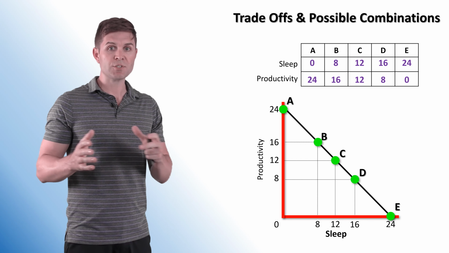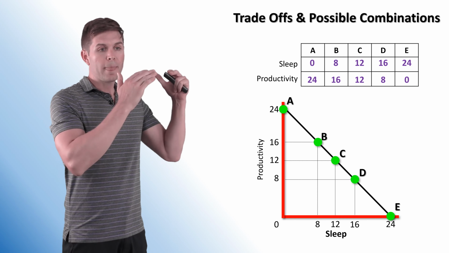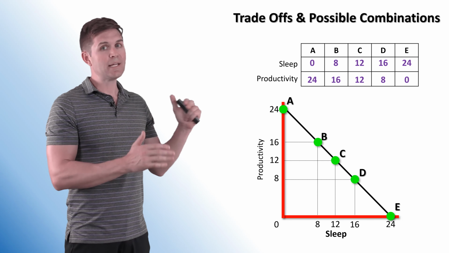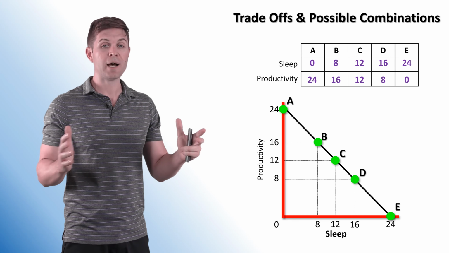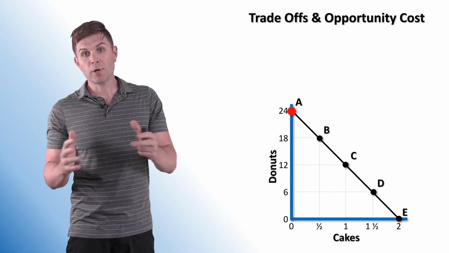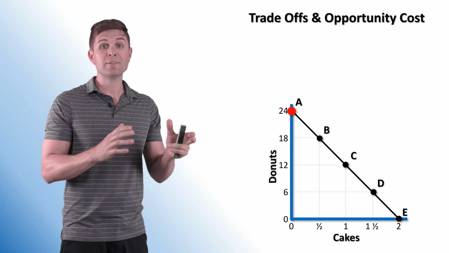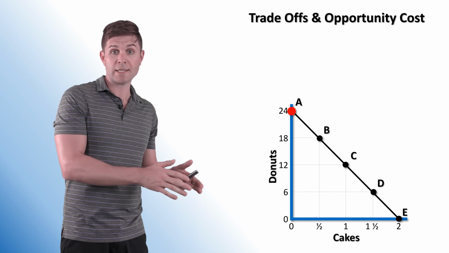So the different combinations exist along the curve. Now, we can achieve any point on the curve. We can add minutes, take minutes away. Either way, it's one of these possible combinations that we can achieve. The production possibility frontier also illustrates the opportunity cost when making a trade-off.